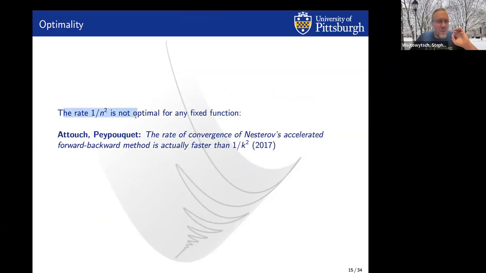However, the rate 1 over n squared is not optimal for any fixed function. Namely, it is slightly faster. It is little o of 1 over n squared, not big O of 1 over n squared. And this improvement can't be made quantitative. So we've got this interesting picture where what acceleration means and how fast it is actually depends very subtly on what we mean by acceleration and can we accelerate.